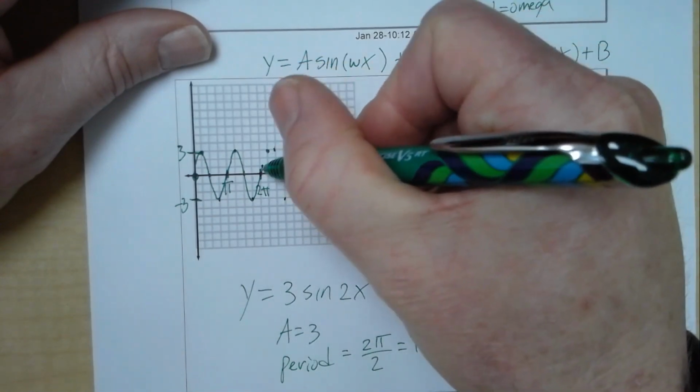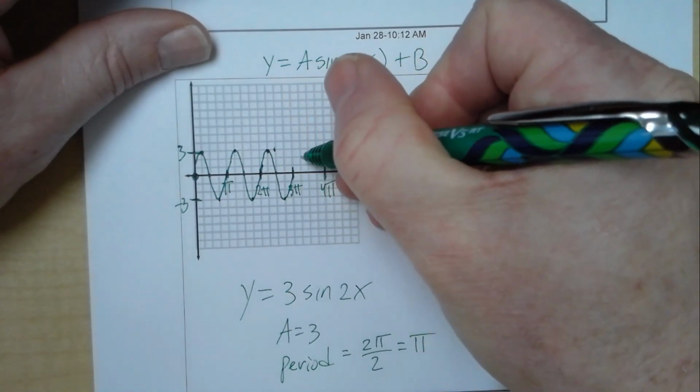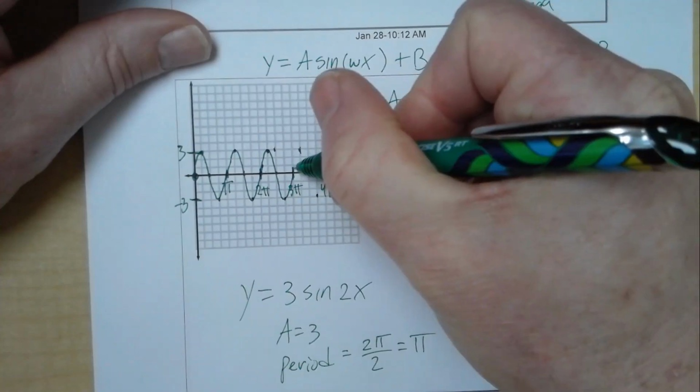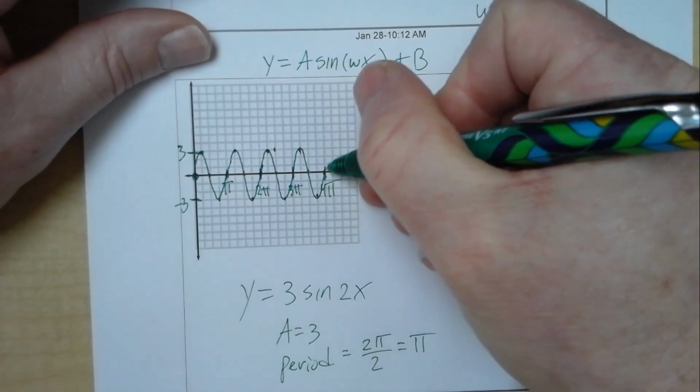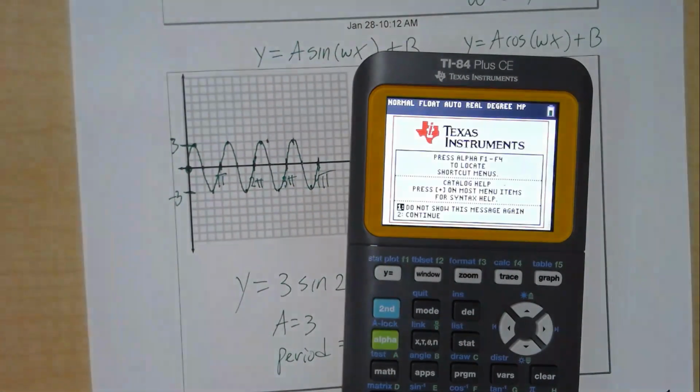Oops, missed the dot. Small print. Mountain, valley, back to here. Up to here, to there, to there, to there. Mountain, valley, done. All right. Your calculator. We'll graph these.